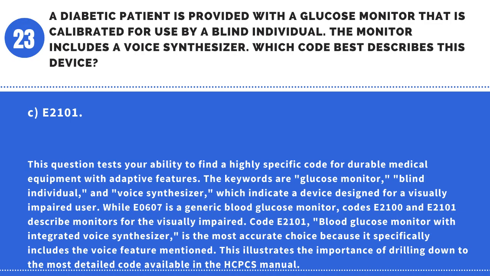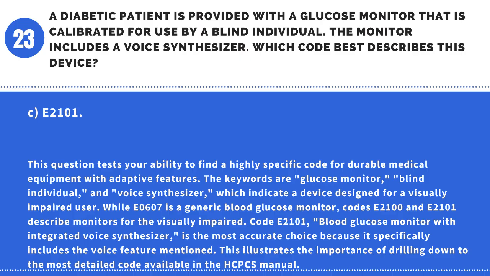Answer: C. E2101. This question tests your ability to find a highly specific code for durable medical equipment with adaptive features. The keywords are glucose monitor, blind individual, and voice synthesizer, which indicate a device designed for a visually impaired user. While E0607 is a generic blood glucose monitor, codes E2100 and E2101 describe monitors for the visually impaired.